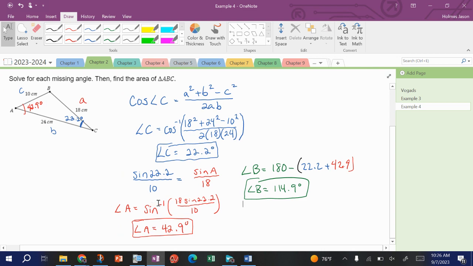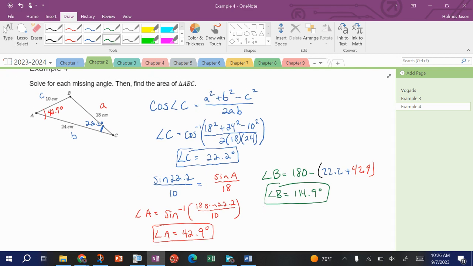And so I did the inverse sine of 18 sine of 22.2 over 10, and I used that 22.2 from angle C. And I got angle A was 42.9 degrees. And now that I know two angles, I just take those two angles and subtract them from 180 to get 114.9. Now that I have all of my angles, I'm going to label 114.9 on here, degrees.